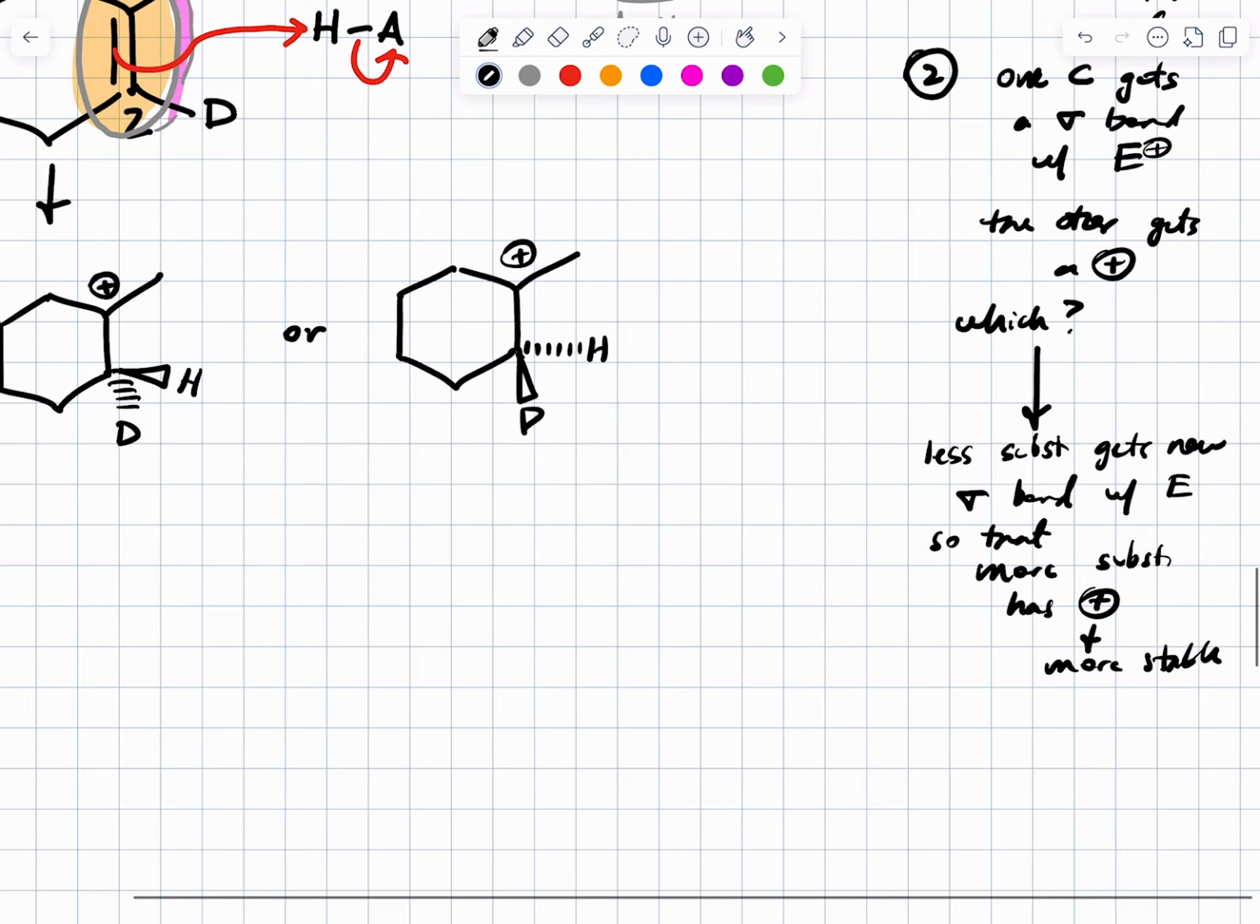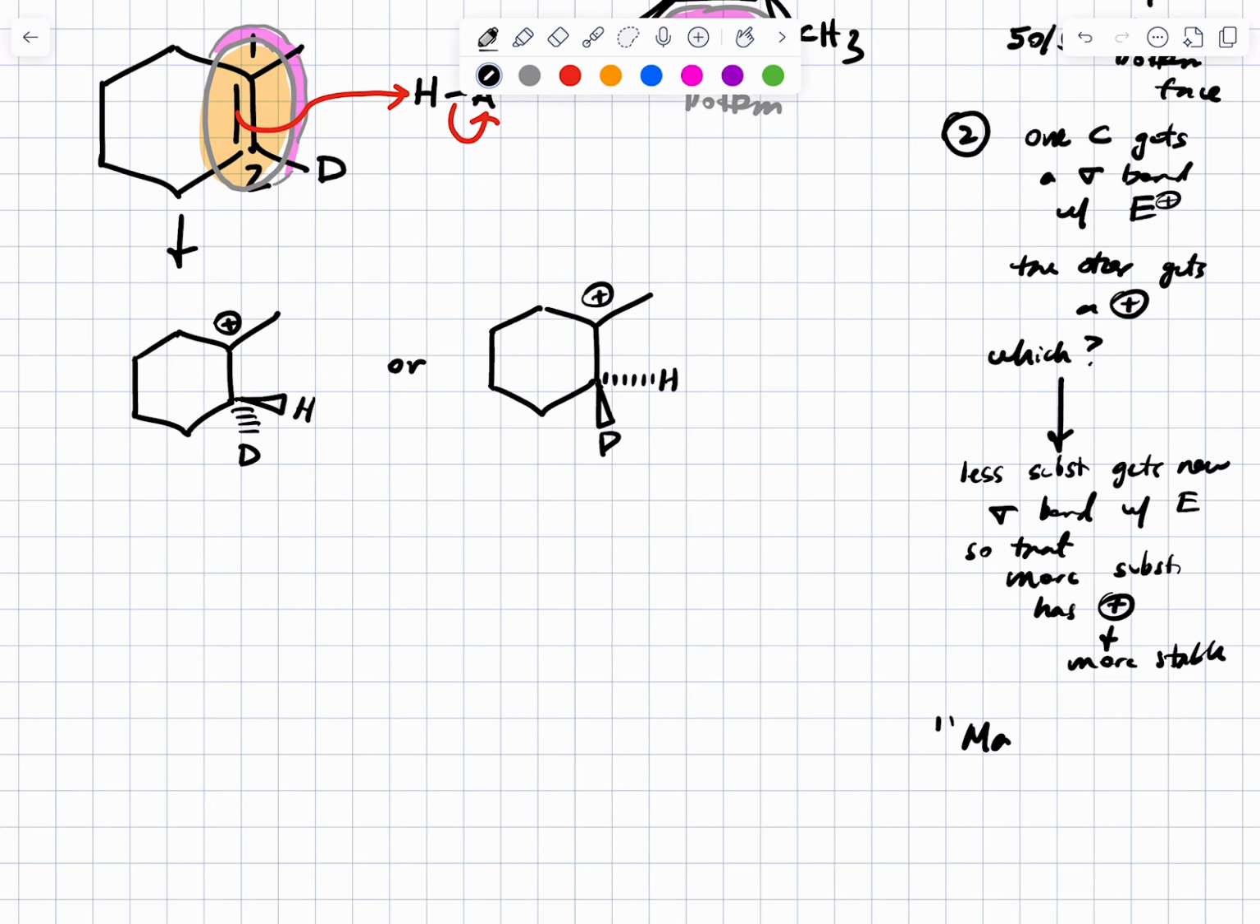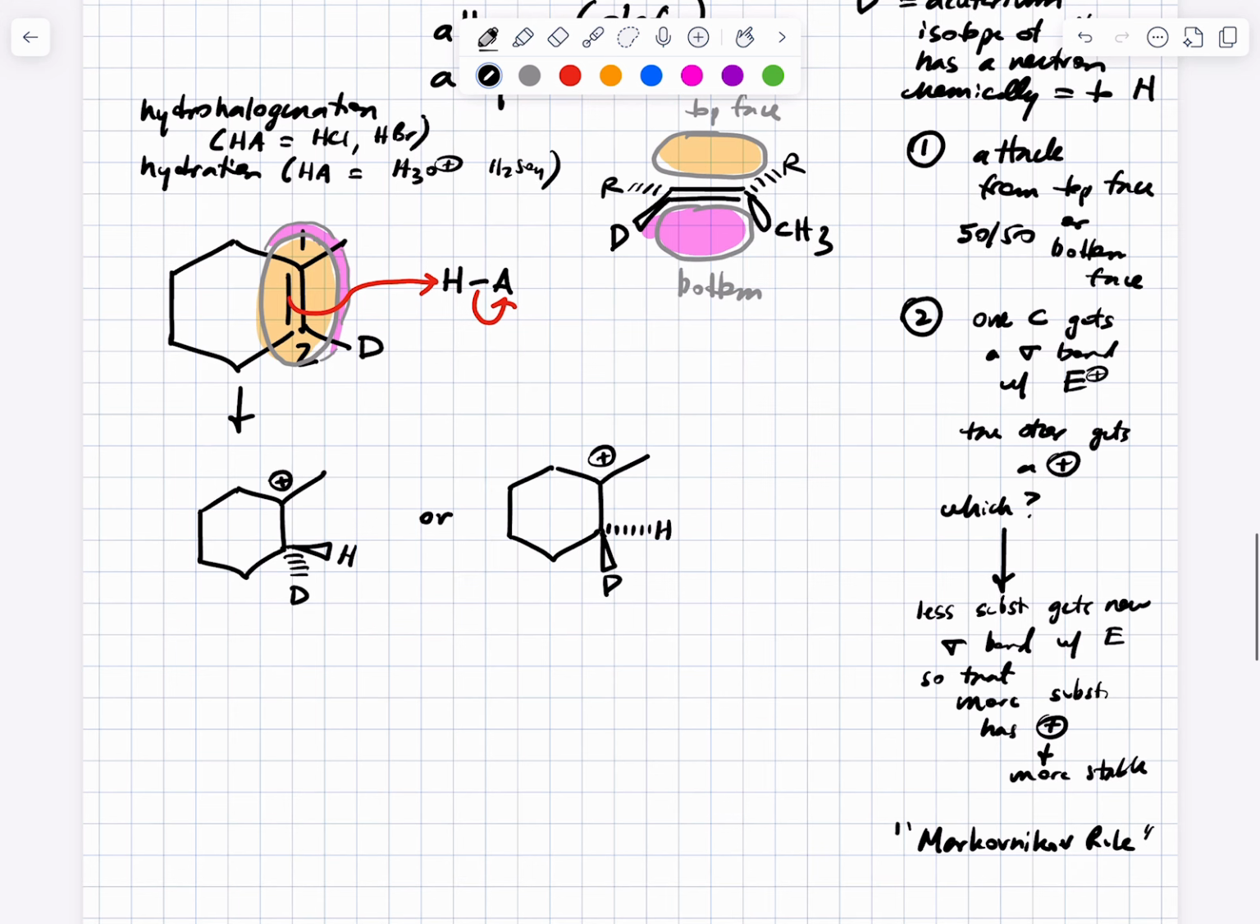Your text summarizes all of that as the Markovnikov rule. I'm not big on memorizing names of dead people and the rules associated with them, but you'll see that language in organic chemistry texts from time to time. We'll call this Markovnikov regioselectivity because we get specifically the isomer where the hydrogen goes on the less substituted carbon 2.